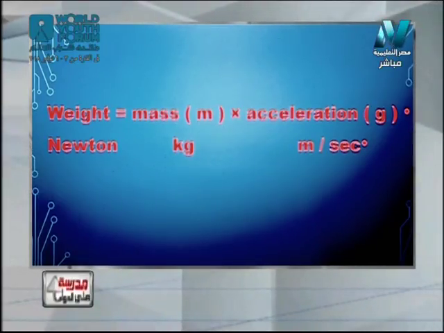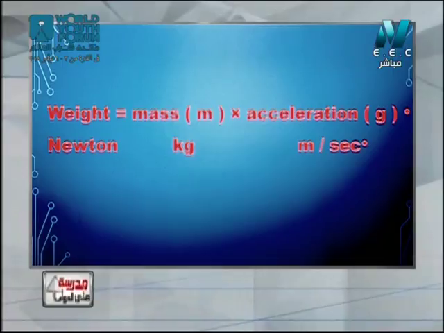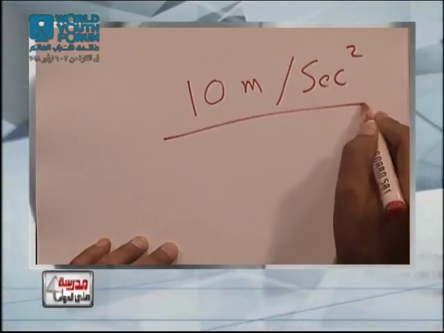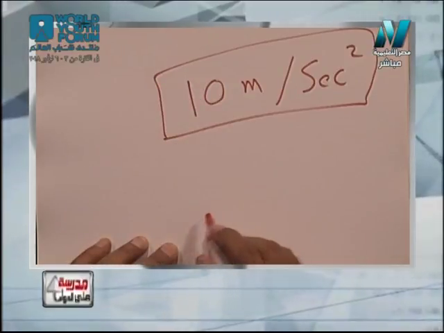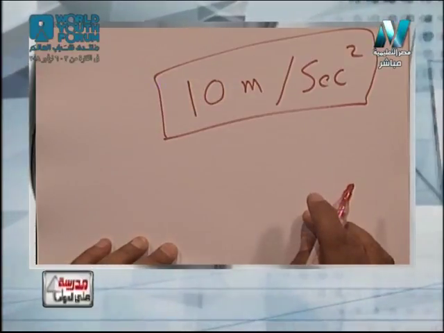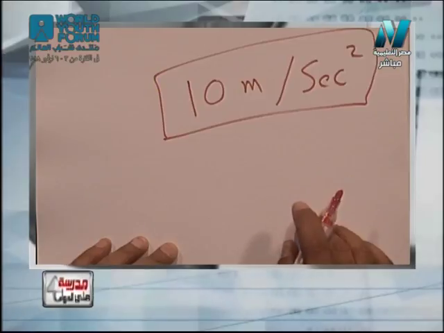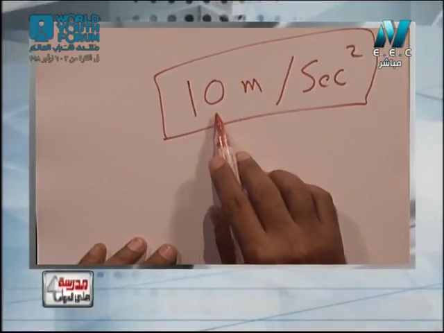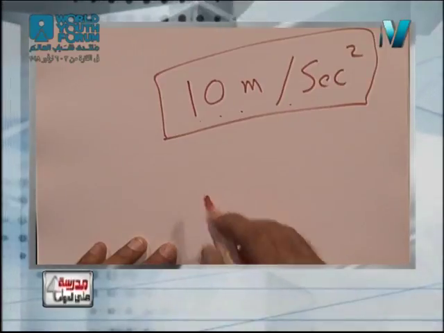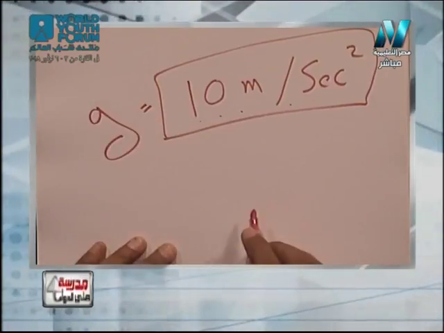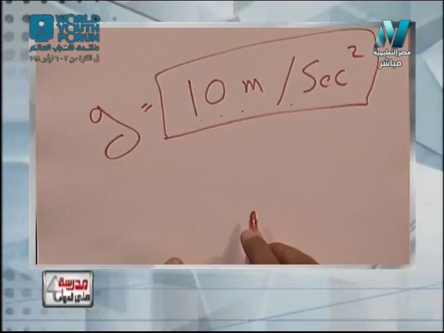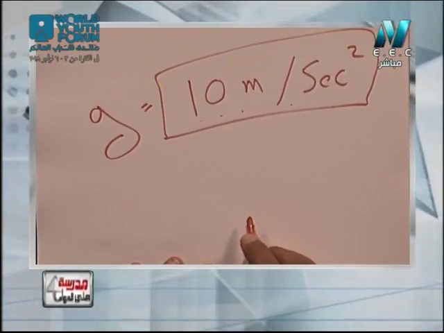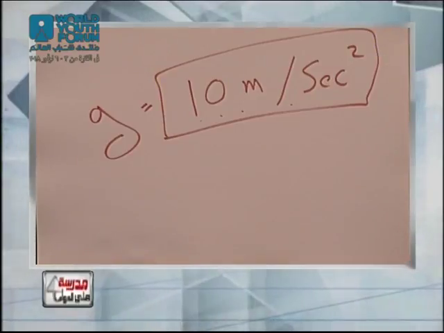Acceleration due to gravity is supposed to be 10 meter per second square. It's constant. It's 9.8, but if you didn't find it in the exam, you can say that it equals 10 meter per second square. It is g, acceleration due to gravity. And mass must be in kilogram. Weight must be in Newton.